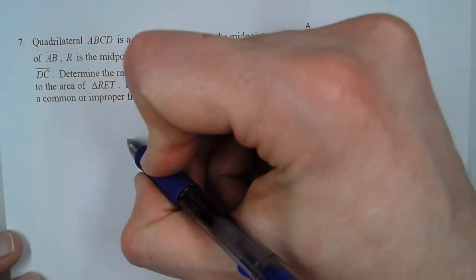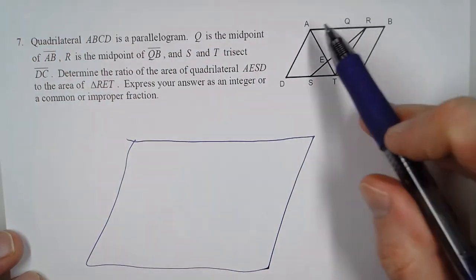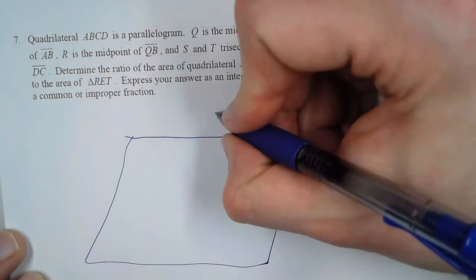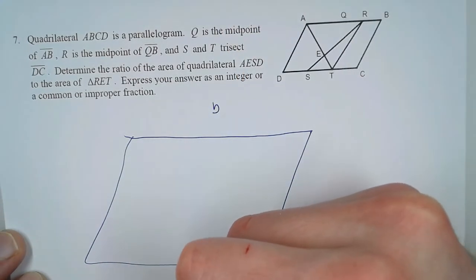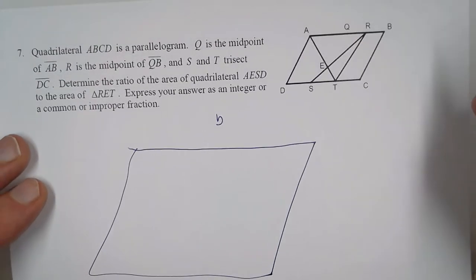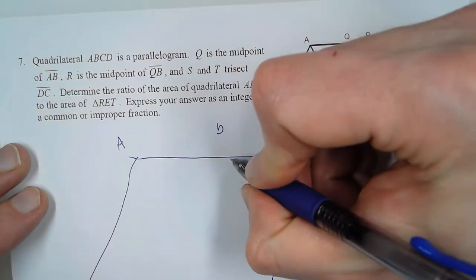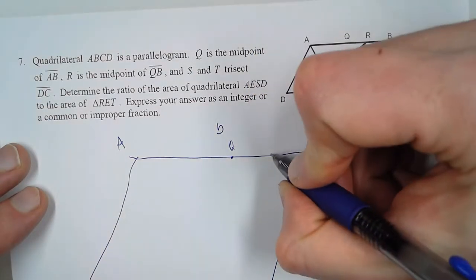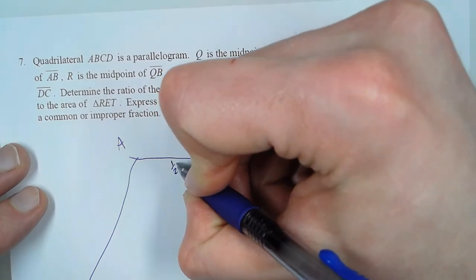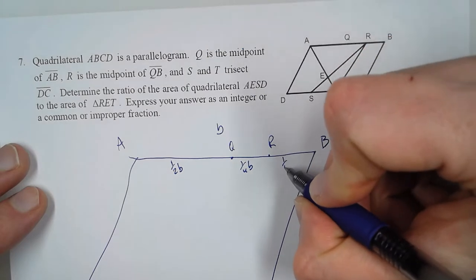Now, because this is a parallelogram, we know several things. We know that AB and CD are not only parallel, but congruent. So I'm going to call this B and B for our base. So that means we have A right here, we have B, we have Q, and we have R. So AQ is 1/2 B, QR is 1/4 B, and RB is 1/4 B.